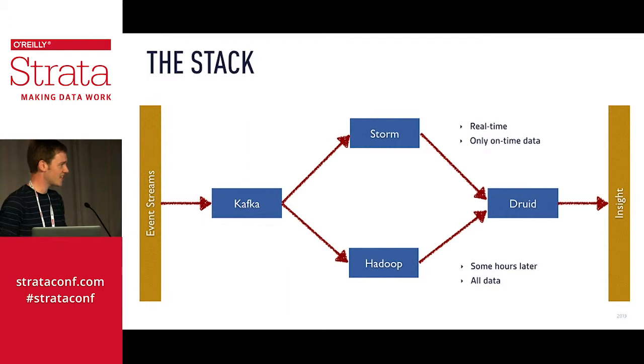So at this point, the stack was kind of like this. We had to move out the other pieces because they got a little bit too complicated. But events are coming into Kafka, and then in real time, on-time data is being processed by Storm and real-time Druid. And some hours later, all data is being processed by Hadoop and then being loaded into the historical cluster in Druid. And this gets all those nice benefits that we were talking about earlier. We get the fast queries on fresh data of the real-time system, and then we also get the guaranteed correctness, eventually, of the batch system.